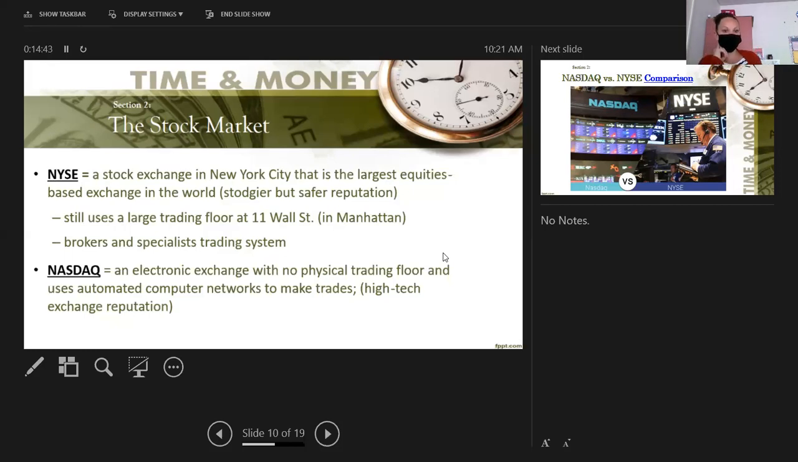So it still uses a large trading floor at 11 Wall Street in Manhattan, with brokers and a specialist trading system. I am not sure how that worked with COVID. I know that the trading floor was empty for a while. I meant to go back and look that up and totally forgot. But it's the thing you may have seen in older movies where a bunch of people are crowded around yelling at each other. That's the New York Stock Exchange, where the NASDAQ is an electronic exchange with no physical trading floor and uses automated computer networks to make the trades. It has a high-tech exchange reputation.